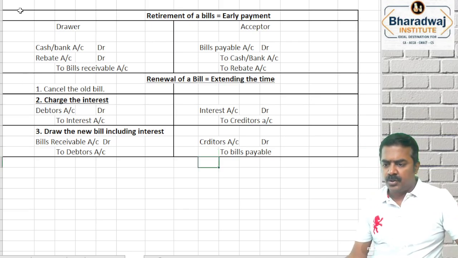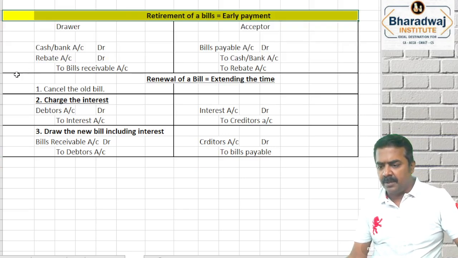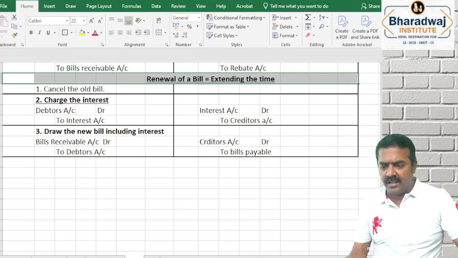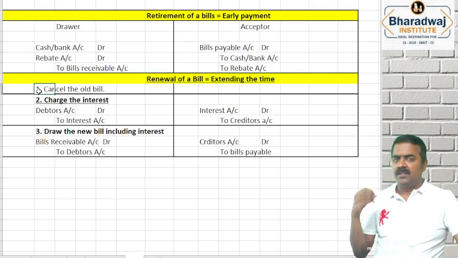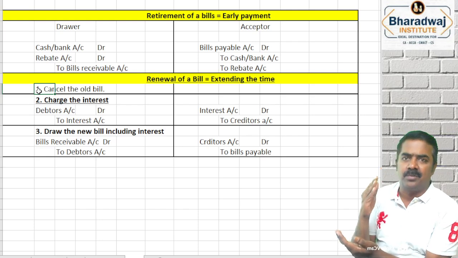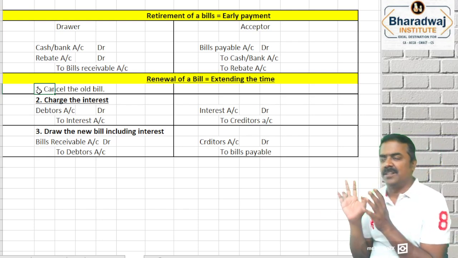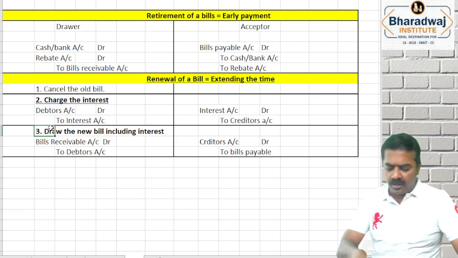So what do you mean by retirement of a bill? Making an early payment. What do you mean by renewal of a bill? Extending the time. We will not just do it like that. First we have to cancel the old bill because the instrument is valid only up to 3 months. Thereafter the bill is not paid, so you have to cancel it, pass the entry, charge the interest, then draw the new bill including the interest.